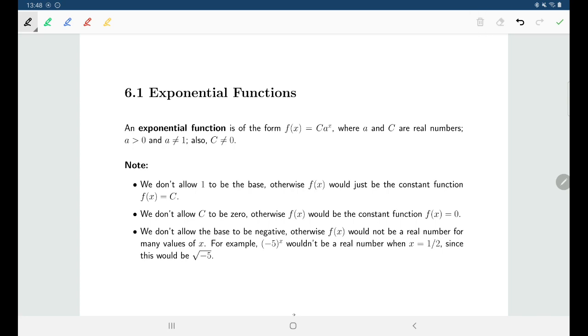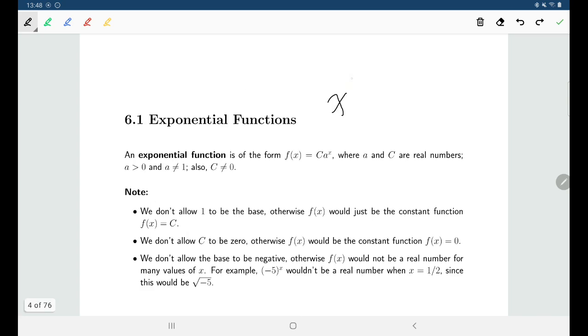So this is a little bit different than the polynomial functions where x was the base and we might have had a power of 2 or a power of 3 on the x. Here, for an exponential function, x is not the base, x is the power. So here, the base of our function is going to remain a constant. Our base is always a, and it's our power that changes.